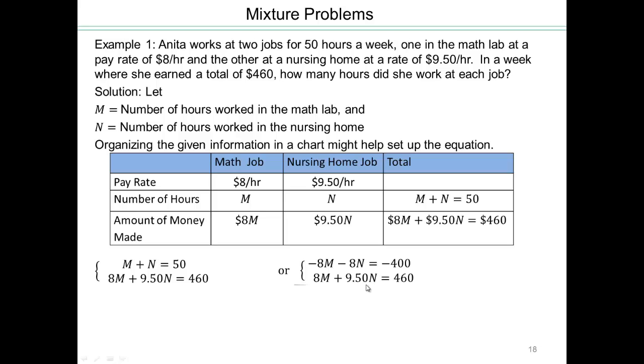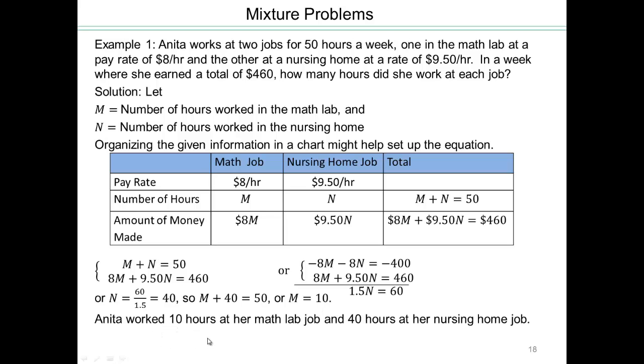Add the two equations and create a third equation, which eliminates the variable m, and you have 1.5n equals 60. Divide both sides by 1.5, giving you 60 over 1.5, or 40. And so m plus 40 is 50, which gives you m is 10. What does that mean? 10 hours she works at her math job and 40 hours at the nursing home job.